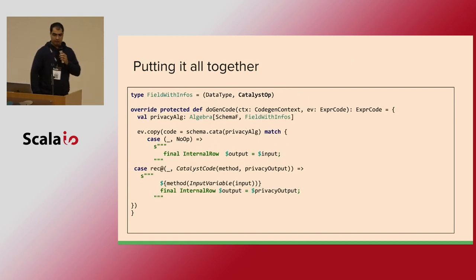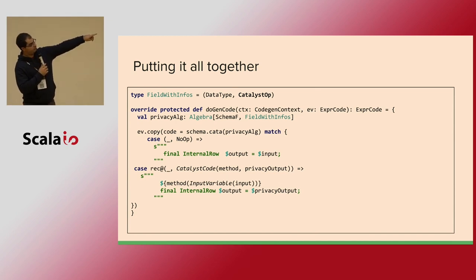Putting it all together, whether I have a no-op, and in this case the output is going to be the input, otherwise I'm going to call my Catalyst code methods with the input variable being the top-level input, and then get the output.